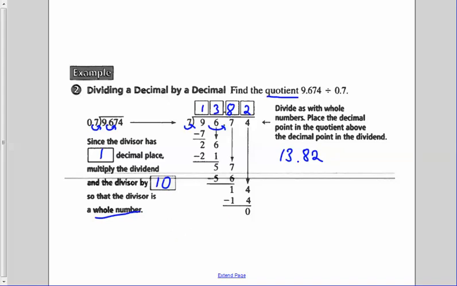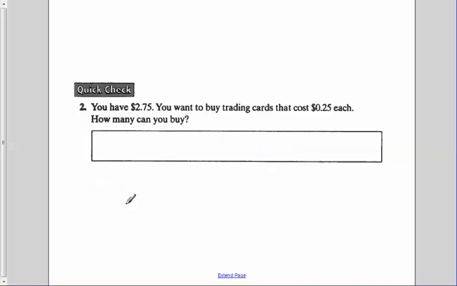Now let's take a look at our quick check for this section. Go ahead and try this and pause, and we'll check here in a second. Alright, so for quick check, you have $2.75. You want to buy trading cards that cost 25 cents each. How many can you buy?